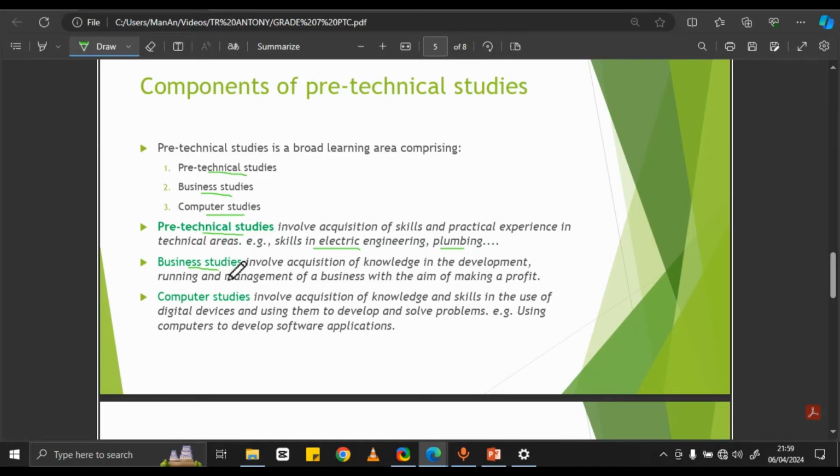Another one is business studies. Here, business studies involves acquisition of knowledge in the development, running, and management of a business with the aim of making a profit. So when you study business, of course, you'll understand how a business is developed. You'll understand how a business can be run. You'll understand the management of a business, or what is required to manage a business. And with all this in mind, your aim is making a profit. Of course, when you're doing a business, your aim should be profit.